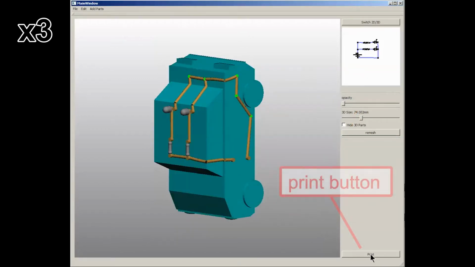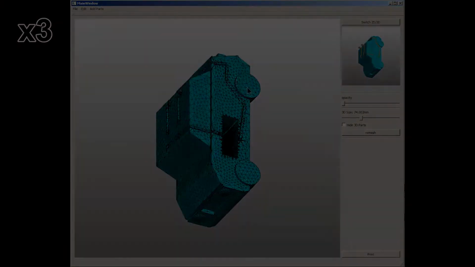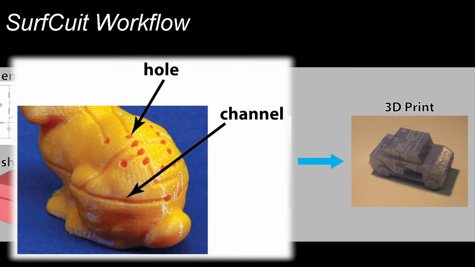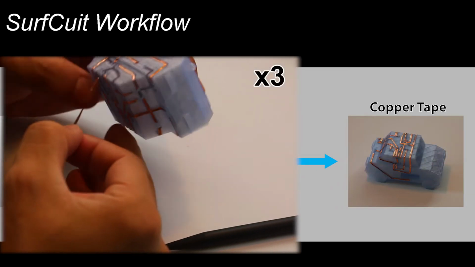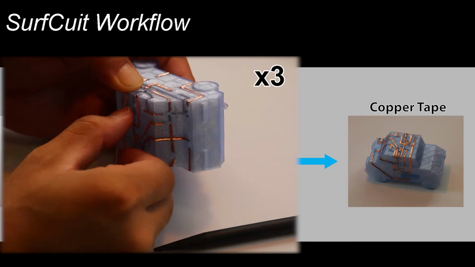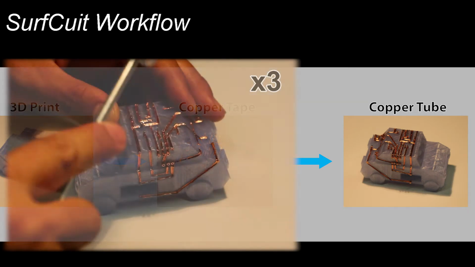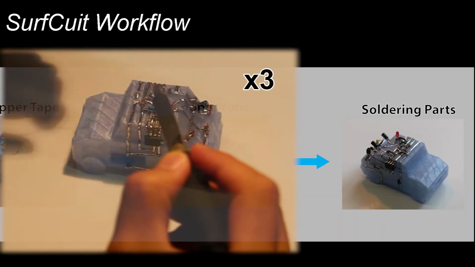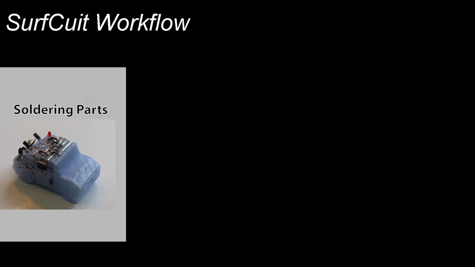Finally, when the user presses the print button, the system generates a surface mesh with holes and channels corresponding to the component and trace locations. These surface features will assist in the fabrication process. After 3D printing, the user manually places strips of copper tape in the channels. Then, the user inserts small copper tube segments in the holes. Finally, the user solders the traces, tubes, and components together to make a robust 3D circuit.